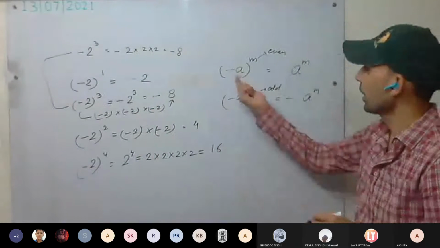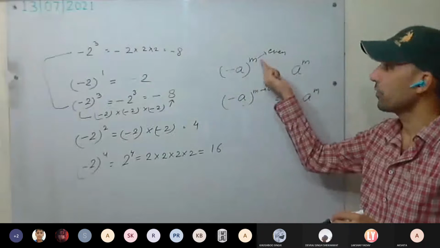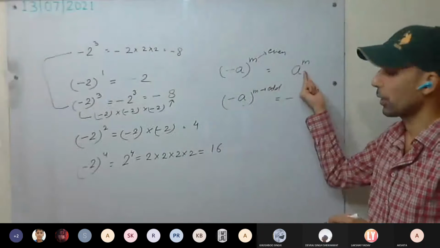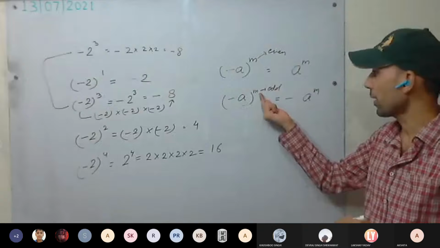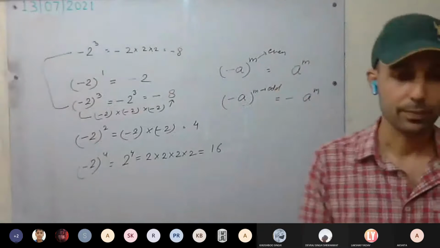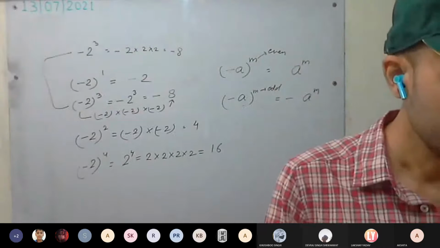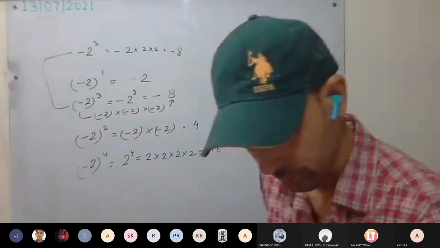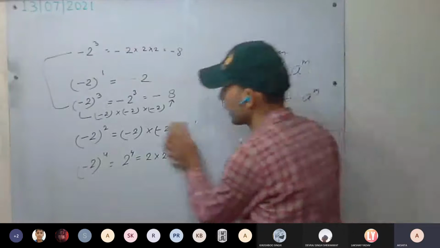So minus a raised to power m, when m is even, we write a raised to power m. Minus a raised to power m, when m is odd, we write minus, and take outside a raised to power m. This is clear to all? Yes, sir.